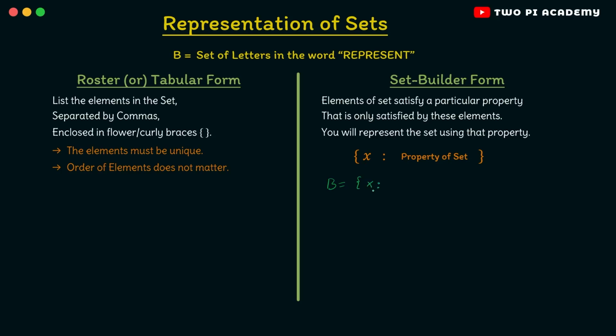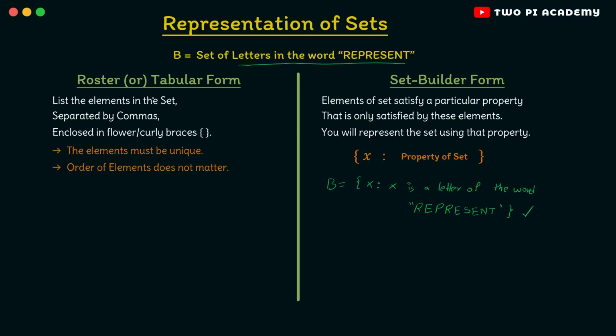X such that, and here we need to specify the property of the elements in the set. Here you can see that the property is that they are the letters in the word represent. So that is what we'll do here. X is a letter of the word represent. So this is the set builder form representation of the set.